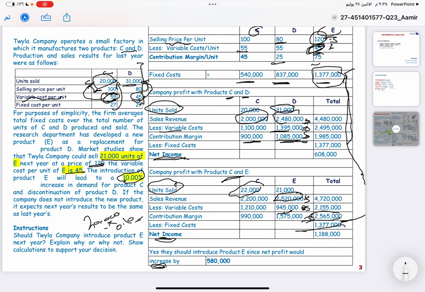The increase is 518,000. So this question says, should the company introduce product E next year? Explain why or why not. Show the calculation supporting your decision. Okay, we already calculated these numbers, and it increased by 580,000. So yes, they should introduce product E, since net profit would increase by 580,000.